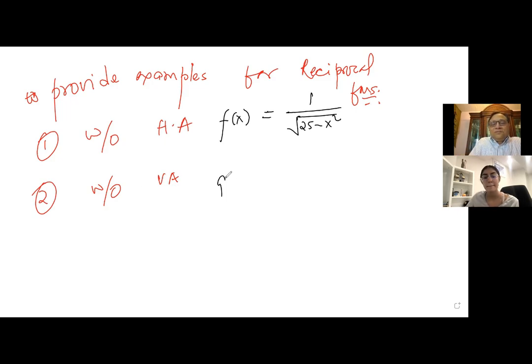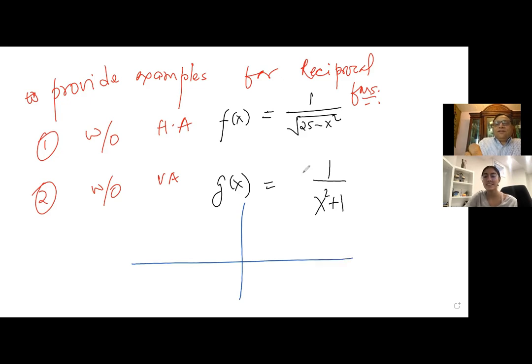Can you give me an example with no vertical asymptote? 1 over 25x. Oh no, but if just because of that, yeah. Because there is no x-intercept, we do not have any vertical asymptote. You get the idea? Yeah, because there's no way this can equal 0 in any way.